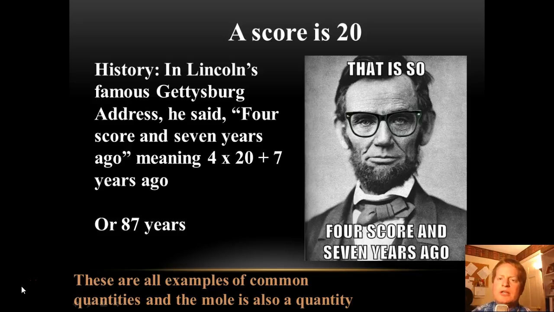Another word: in a score, there are actually 20 of the thing. So when Lincoln famously said "four score and seven years ago," he was saying 4 times 20 plus 7 years ago. Because a score, everyone knows, is 20. If you hear the word score, you look it up, it means there's 20 there. All of these are different words that represent certain quantities, right? And no matter when you say the word, people know that that word represents that particular quantity.